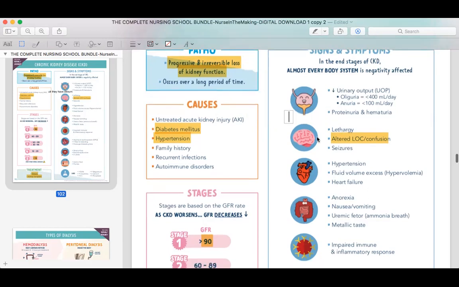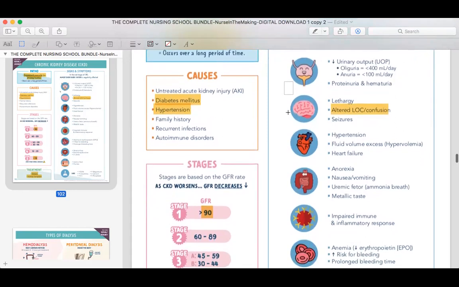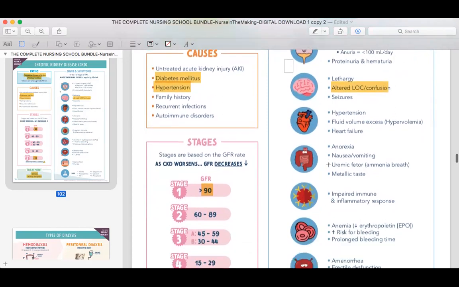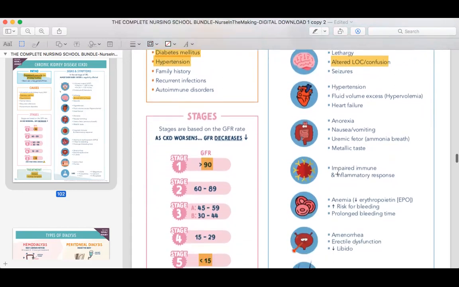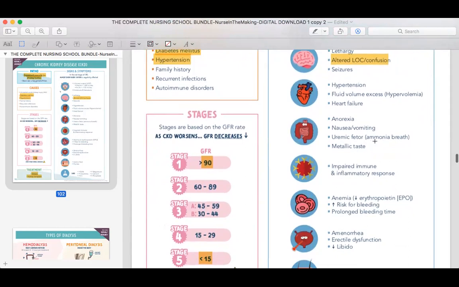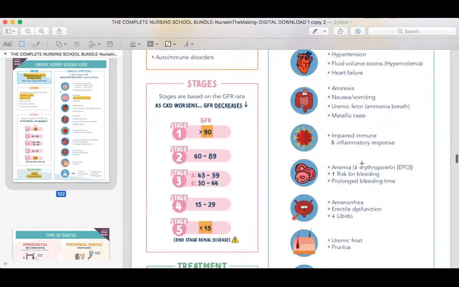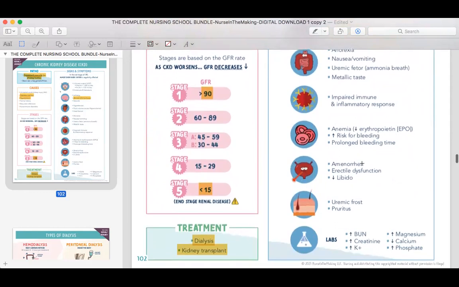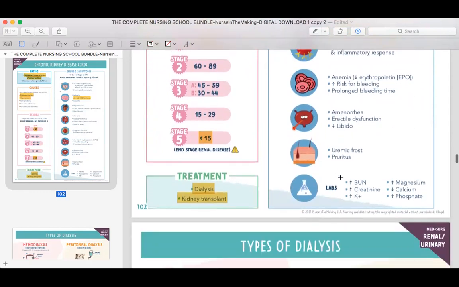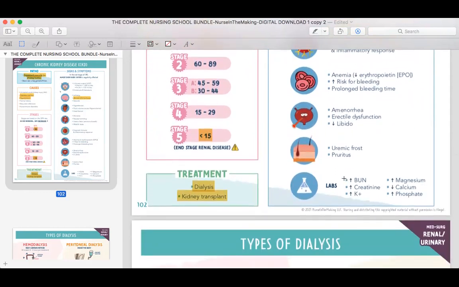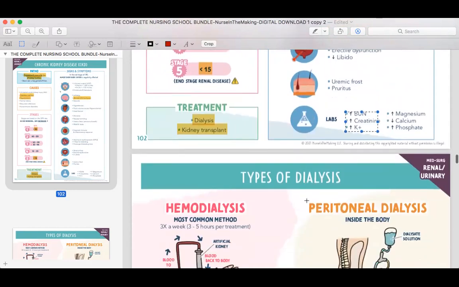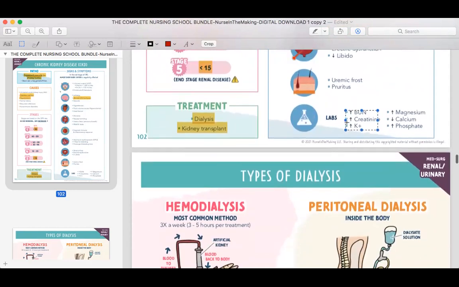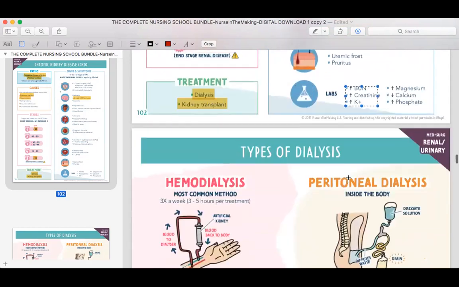But the kidneys do affect a lot of things, like your heart. You're gonna have ammonia breath, increased libido. Labs are going to be increased, all of them. That's important to know, especially BUN, creatinine, and potassium. Those pertain to your kidneys.